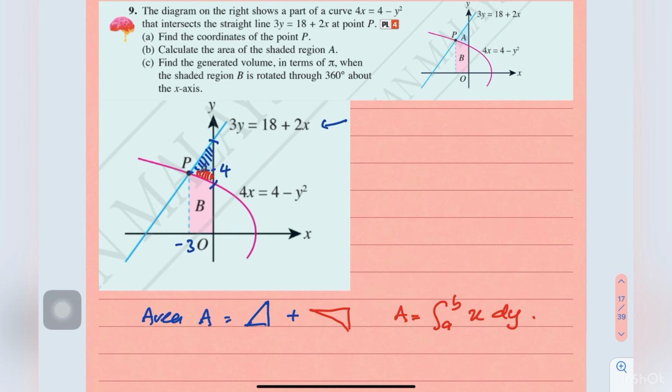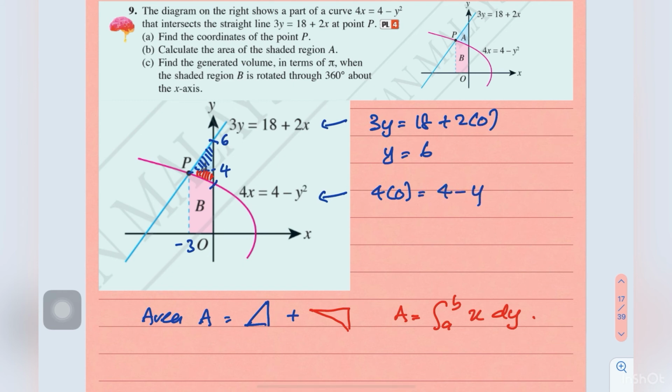So 3y equals 18 plus 2 times 0, so y equals 6. Same for the pink curve: to find the y-intercept, x equals 0. So 0 equals 4 minus y squared, so y squared is 4, y equals plus or minus 2. Since y is positive, y equals 2.